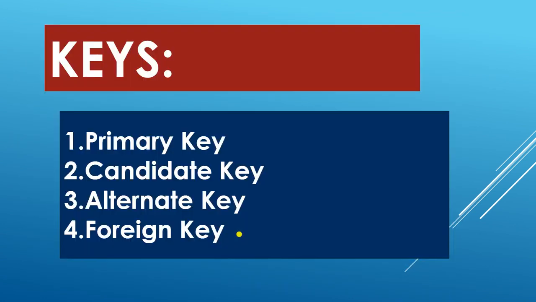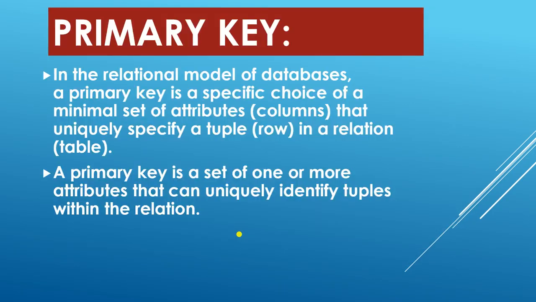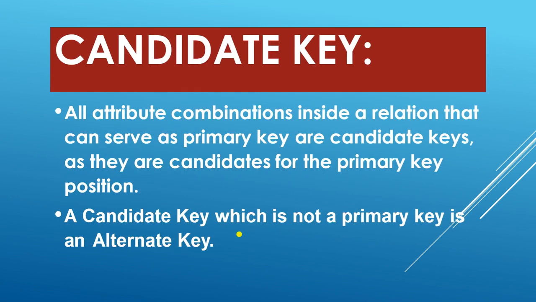Now keys. There are 4 keys, that is primary key, candidate key, alternate key and foreign key. Primary key uniquely identifies the data in the table. In one table only one primary key is there. A candidate key which is not the primary key is your alternate key.